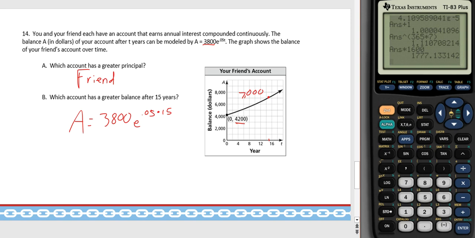So we're going to calculator this up. I'm going to type in 3,800. Let's clear out all that other stuff for a moment. 3,800 times e to the 0.05 times 15 power. Right? The 0.05 is that interest rate, and times 15 years. So after 15 years, our account is worth $8,044.60. So you have a greater account balance than friend has after 15 years.